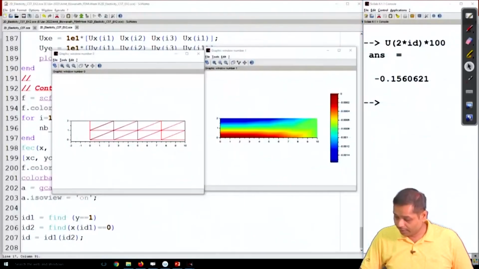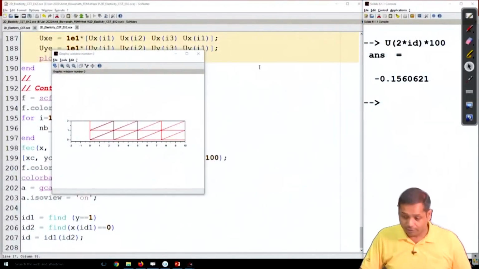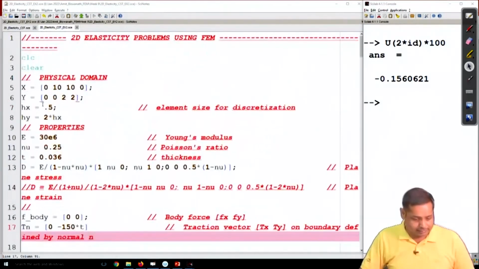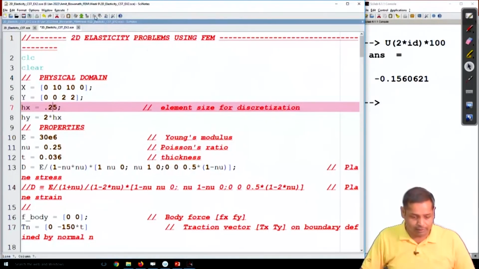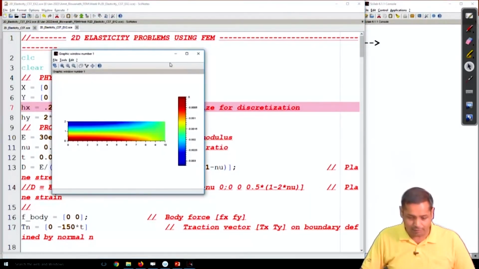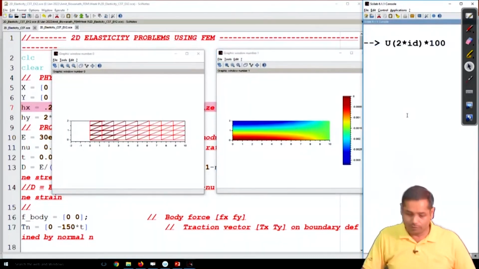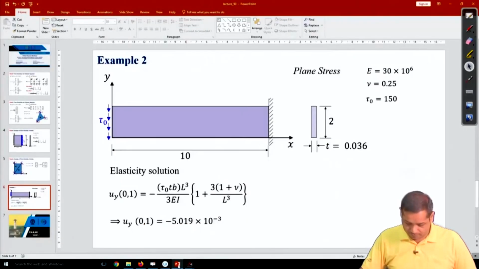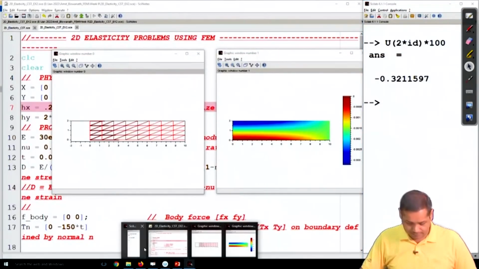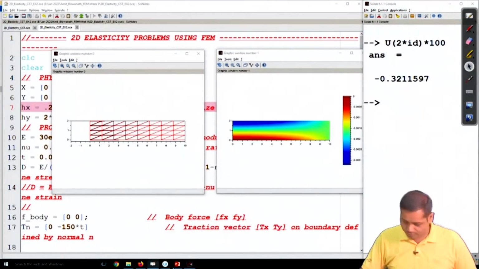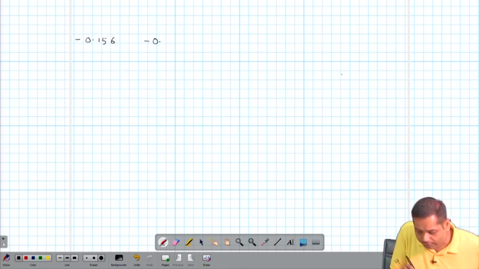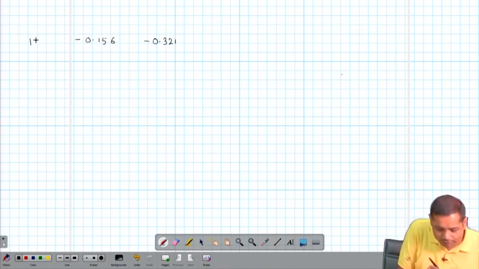Okay, I am taking only this thing, our y component of the displacement, and that is multiplied by 100. Okay, now let us further increase the number of elements. So this is our next level of discretization, and it will give you u is equal to minus 0.321. These are all multiplied by 100.